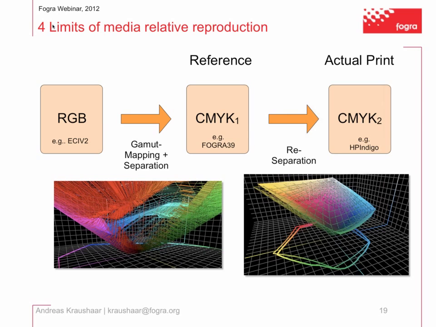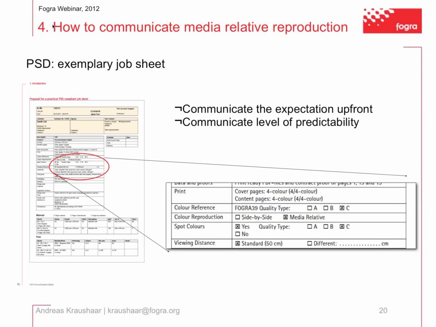And now you might ask, okay, how to communicate that information to the print buyer? If you read the PSD free of charge manual in German and English, here we provide an exemplary job sheet. If you enlarge it, you see that it provides contents for the communication between print buyer and print service provider. Here you see which kind of color reference, which kind of color reproduction, is it side by side or media relative, and more information to communicate for predictability, for predictable dissemination of our compound entities, as ISO is terming them.